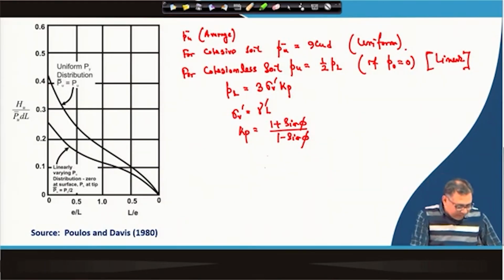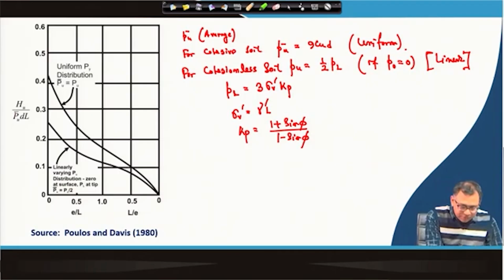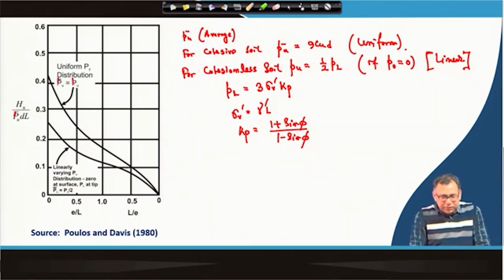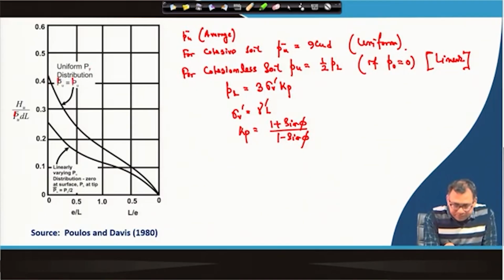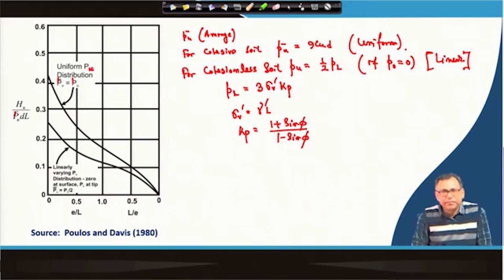So, we will get this value. Once I get this value, I will get the HU value, because I have to calculate PU bar. This is small p, this is also small p, this is also small p. So, this is the uniform PU distribution. This curve is for uniform, this curve is for linear.